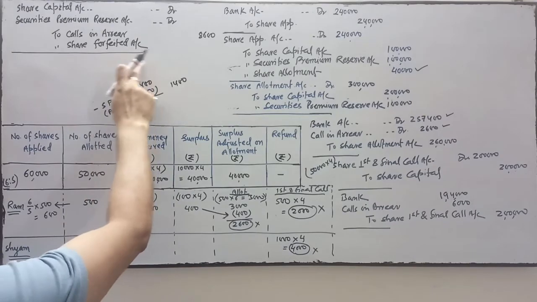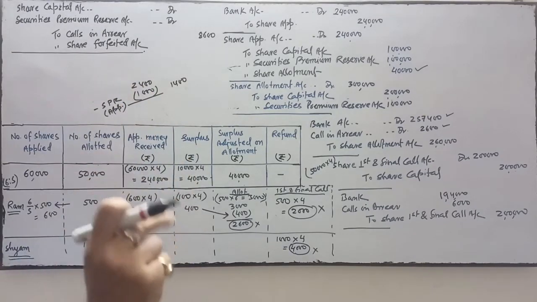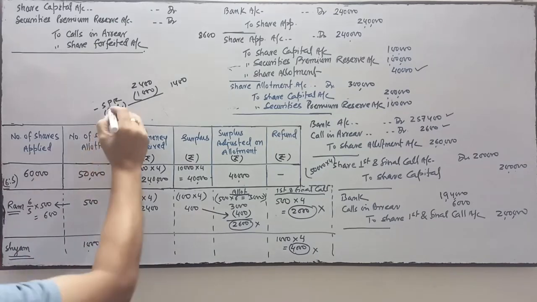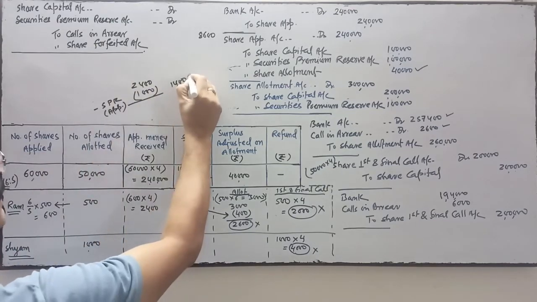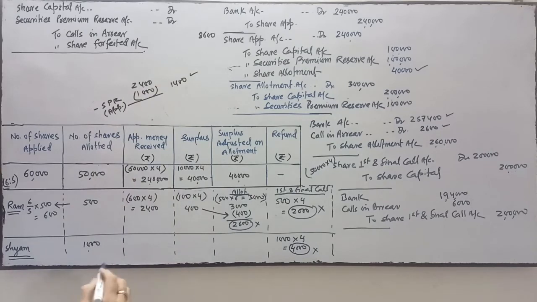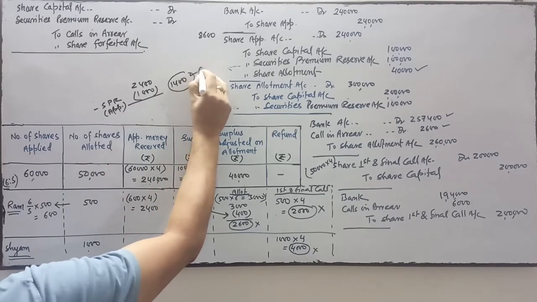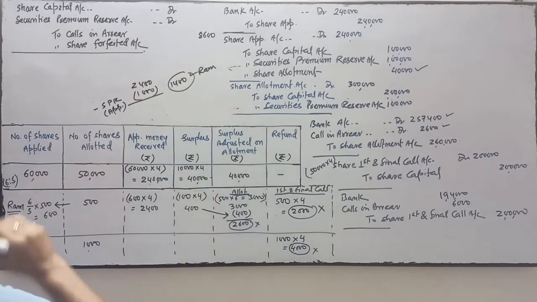Share forfeited is a capital gain. One gain cannot be recorded in the company's books of account two times. So we have to deduct it. So 1400 of Ram, okay. And now see Syam. This is about Ram. He has given 1400.